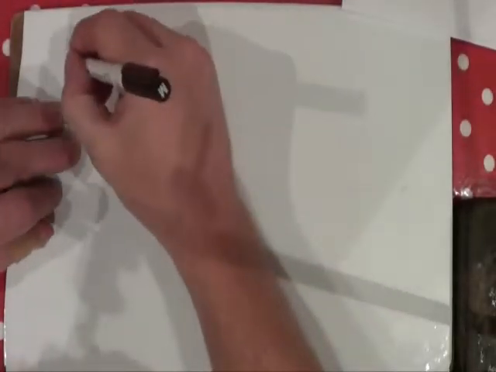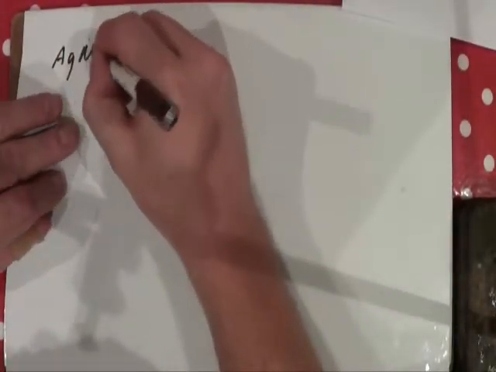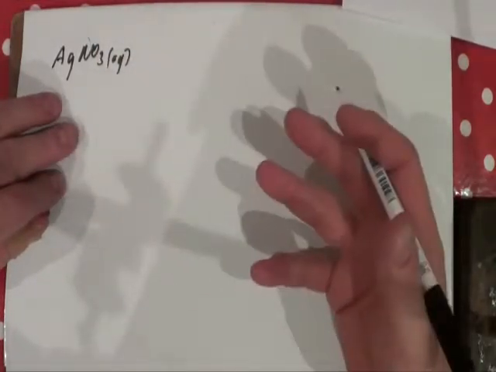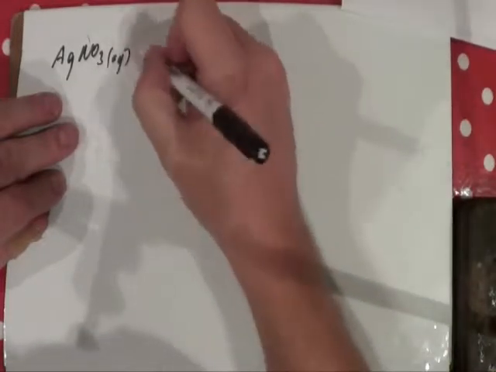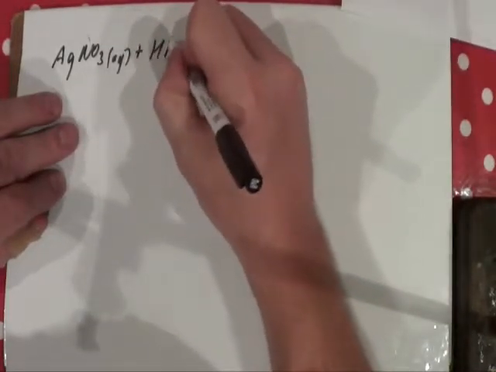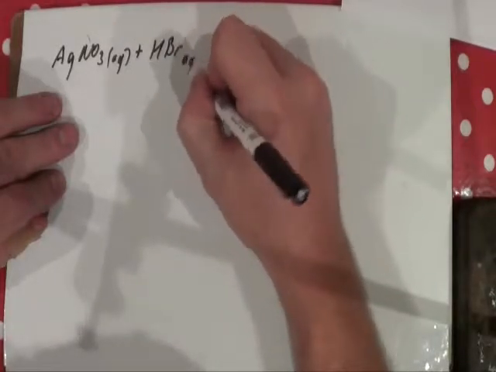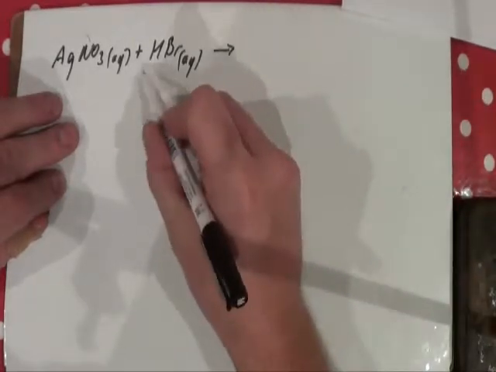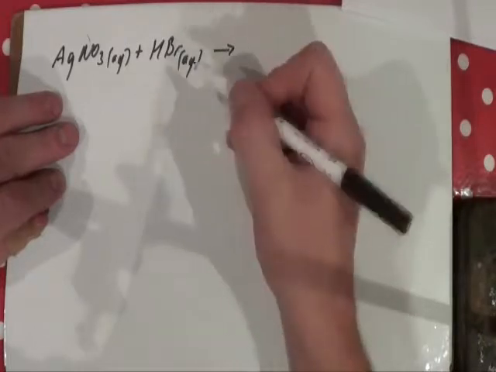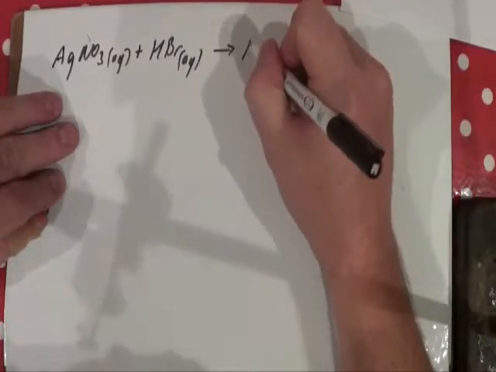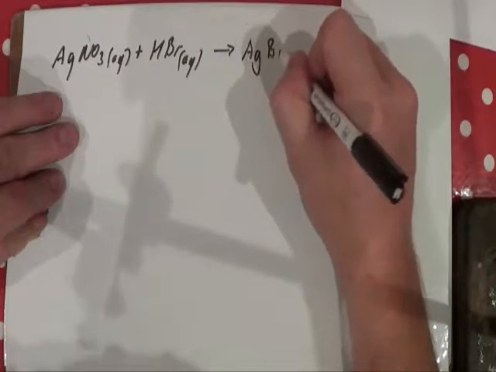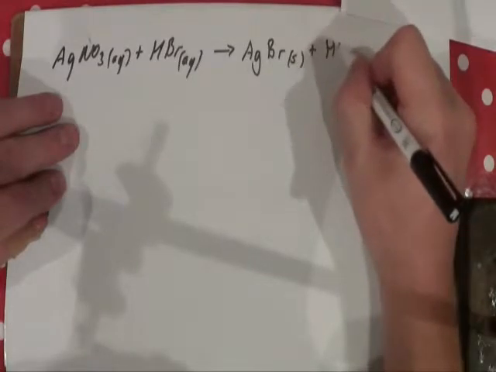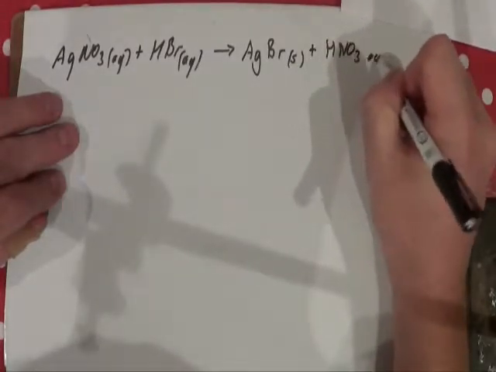So the first one we're going to start off with is aqueous silver nitrate. It's really important that you read the question here. The word aqueous or solution tells me that the state symbol is aqueous. Reacting with hydrobromic acid, remember all acids are aqueous. Hydrobromic is a strange word, but if you're unfamiliar, hydrochloric is HCl, so hydrobromic must be HBr. Produces a precipitate of silver bromide, and nitric acid. All acids, remember, are aqueous.